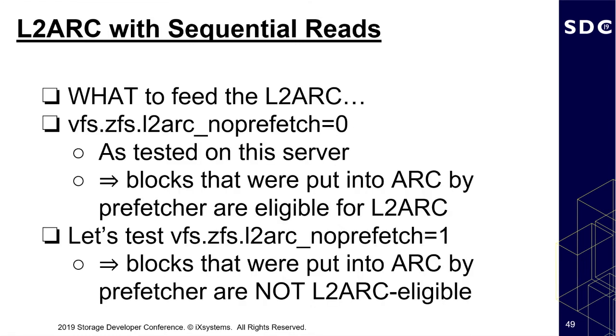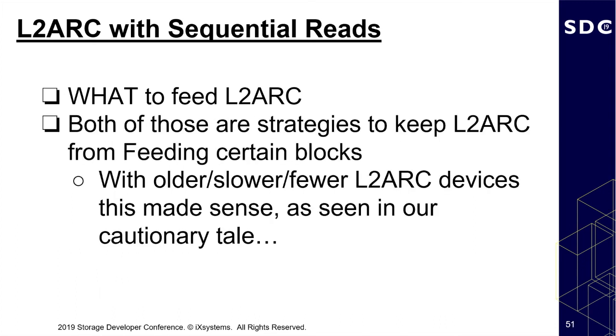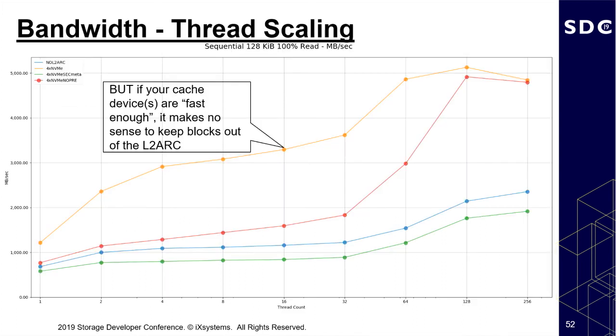So here's some people were saying, you know, not to do prefetching into the L2ARC or only do metadata into the L2ARC. With older and slower and fewer L2ARC devices, this made sense, but in our testing, none of these mitigation factors really made any sense. If your cache devices are fast enough, it makes no sense to keep things out of L2ARC.